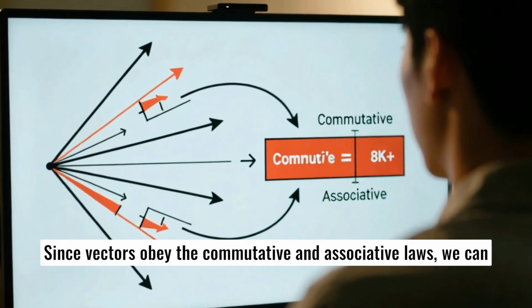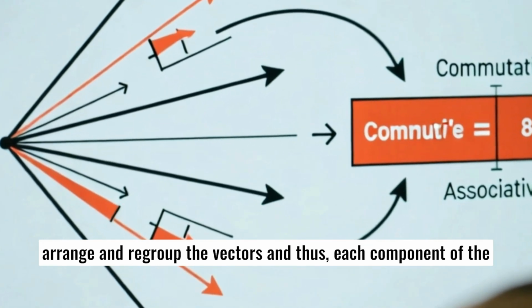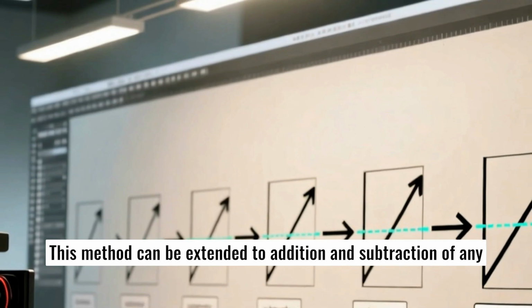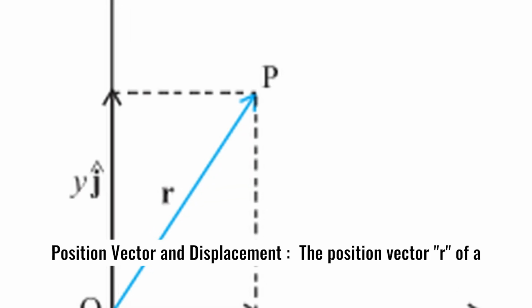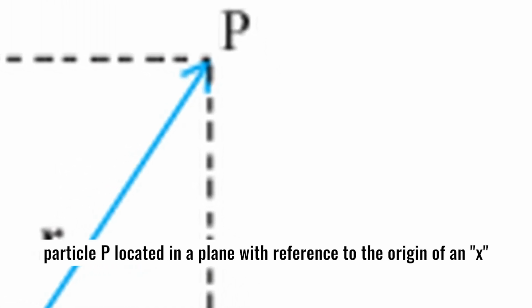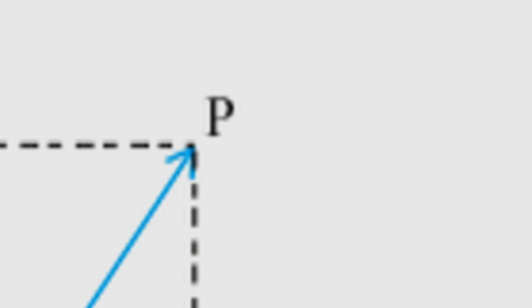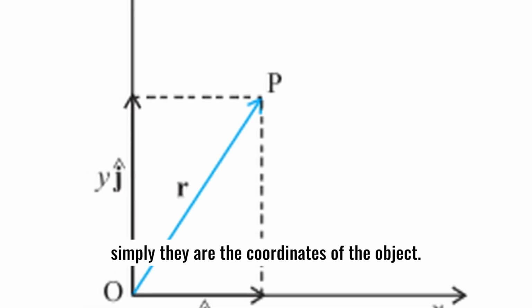Since vectors obey the commutative and associative laws, we can arrange and regroup the vectors, and thus, each component of the resultant vector is the sum of the corresponding components. This method can be extended to addition and subtraction of any number of vectors. Position vector and displacement. The position vector r of a particle P located in a plane with reference to the origin of an xy reference frame is given by r equals x i cap plus y j cap, where x and y are components of r along x and y axes, or simply they're the coordinates of the object.